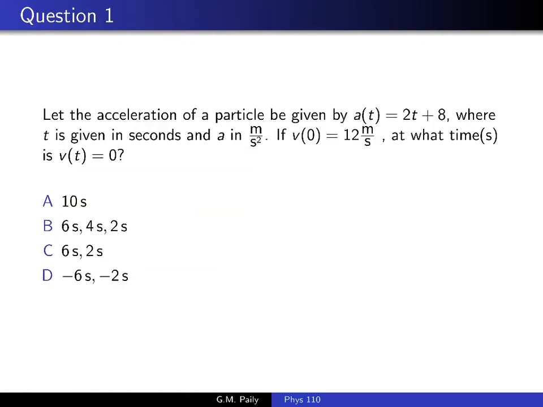Of course, you are not always given a graph. Sometimes you will be given an equation. In this question, the acceleration of the particle as a function of time is a = 2t + 8. If the initial velocity is 12 meters per second, at what times is the velocity 0?